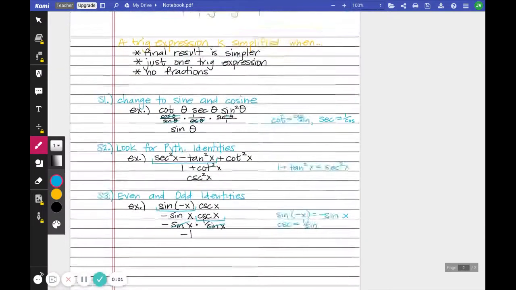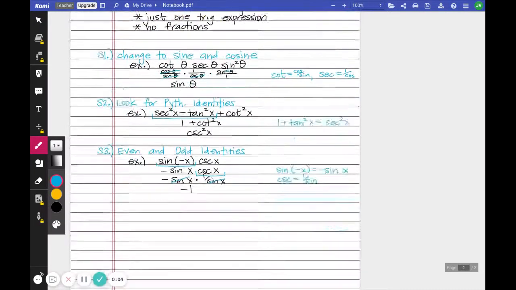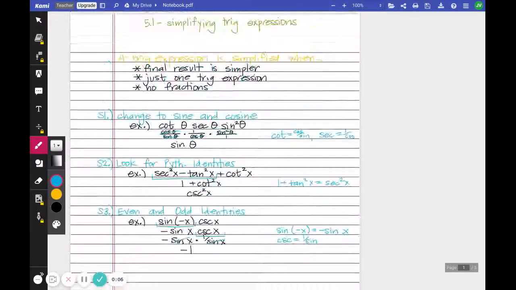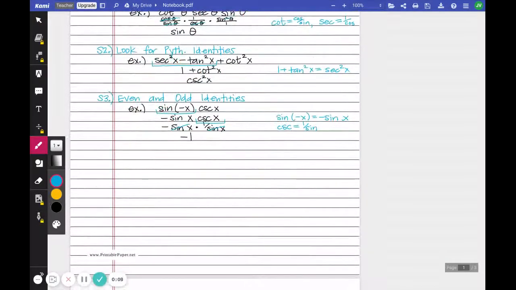Hey guys, we took notes yesterday on our first 3 strategies. I'm going to show you 3 more today. So you can put them on the same page or you can kind of fold them into a new page, whatever works best for you.